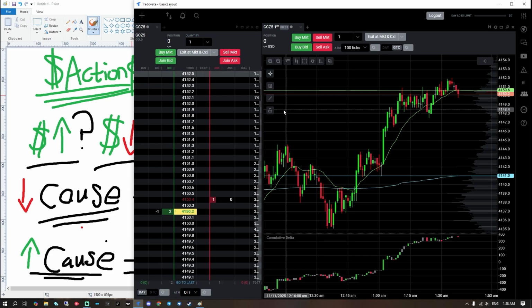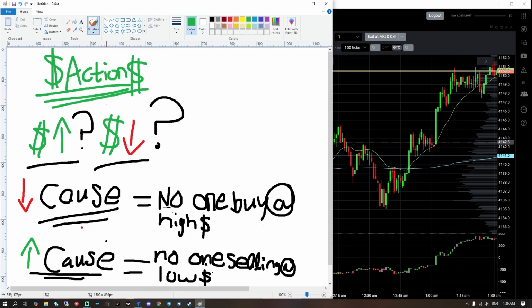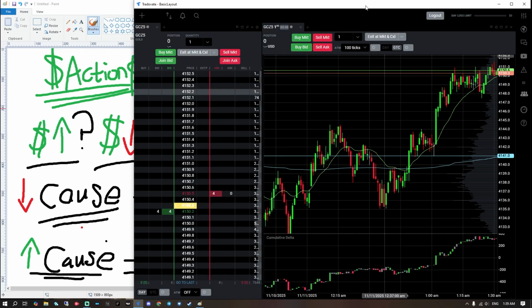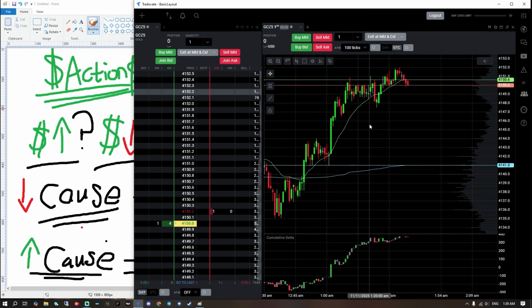So to teach you guys about price action and what that means, it's about answering two questions. Why does price go up? Why does price go down? And it's important to understand that you need to ask yourself, what is the cause of price going down? What is the cause of price going up? What's causing the price to go down?